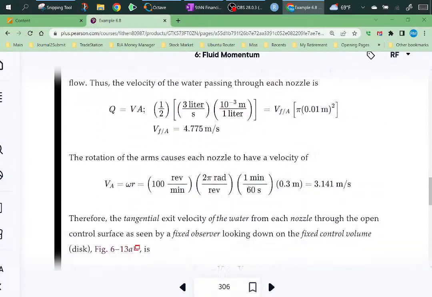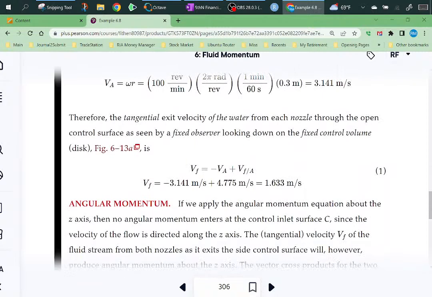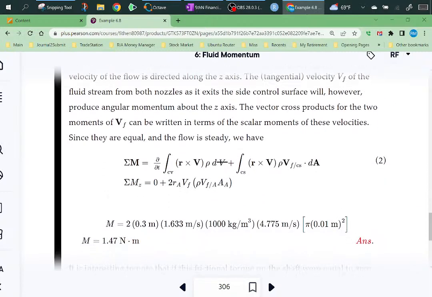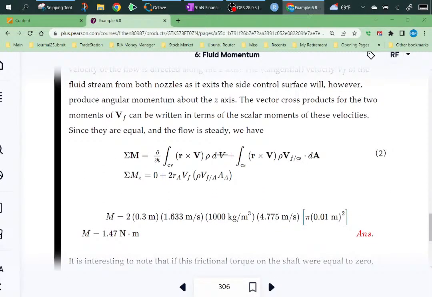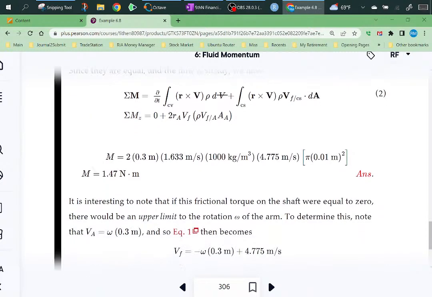And so you add it directly together and you'll see the velocity of the fluid shooting out, as seen by the observer standing on the ground, is 1.633 meters per second. And then you're just putting all this in and you're getting the moment that's required.